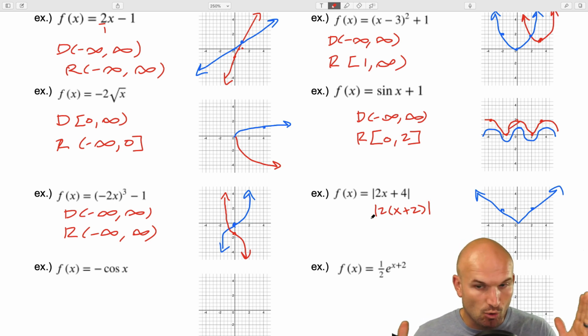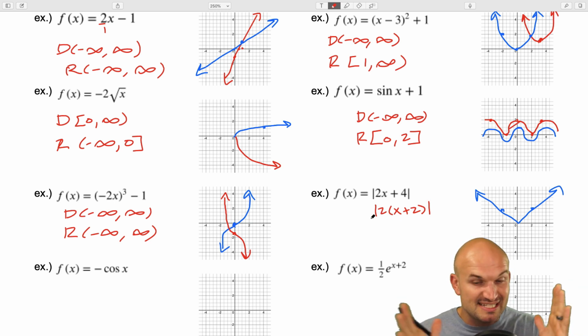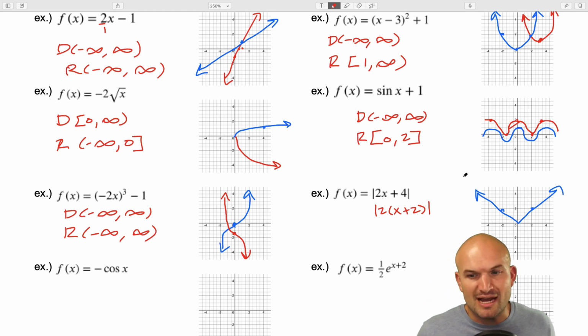Again, that's going to be a horizontal compression, so it's going to be kind of skinnier. And we're now shifting the graph 2 units to the left. Now again, everything that is being applied here is impacting the graph horizontally, right? Because everything is inside of my absolute value.